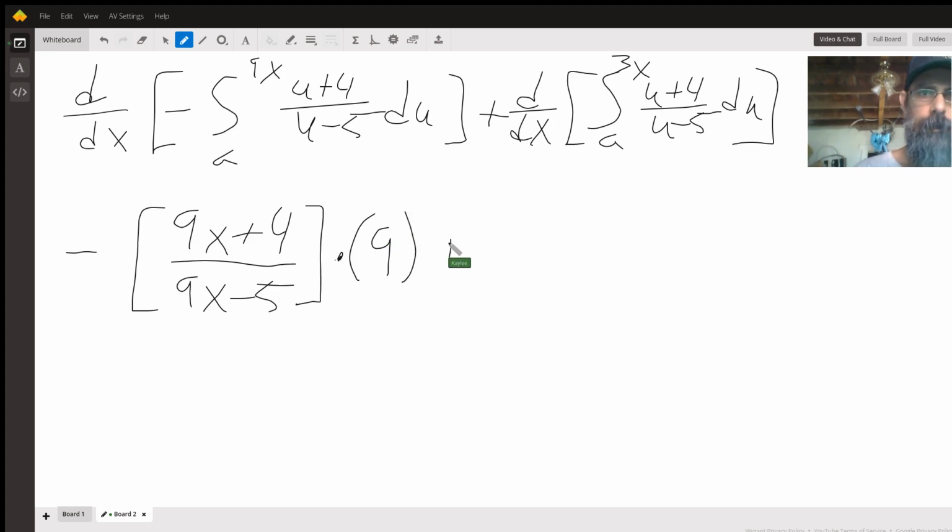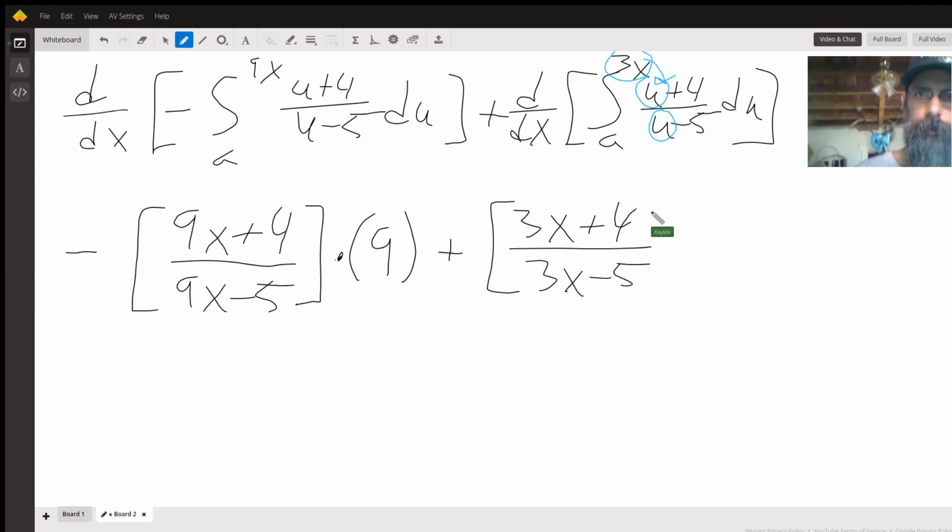And then we're going to add into that, plugging in 3x for the u, like whatever's up here, you just plug in for the variables here and here, and you'll get (3x + 4)/(3x - 5) times a 3.